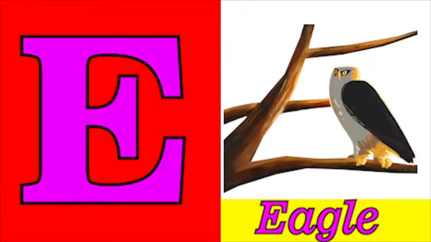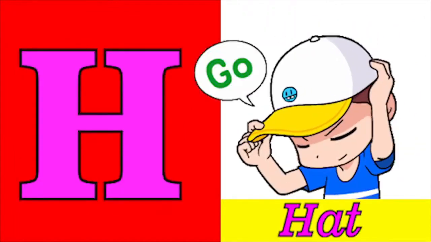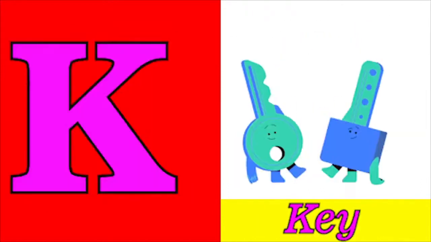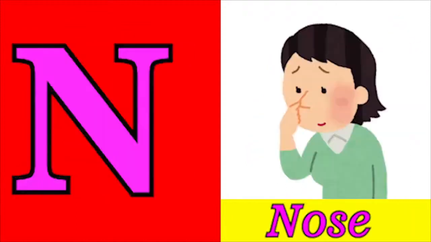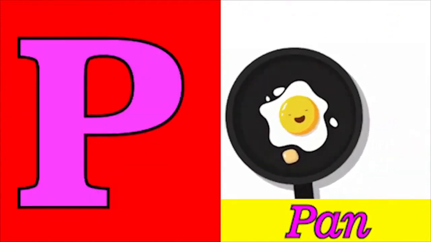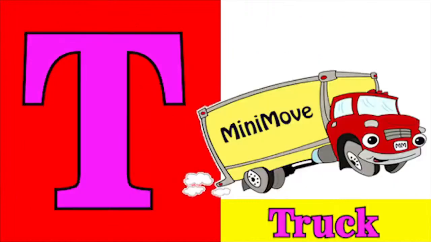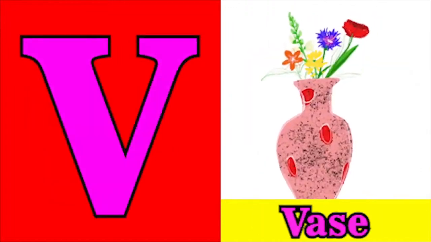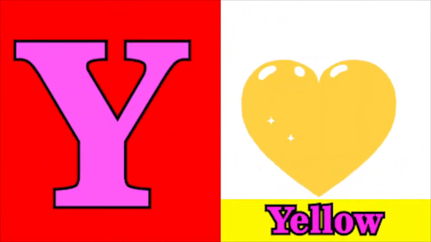Door. E for eagle, F for frog, G for girl, H for hat, I for inkpot, J for jar, K for key, L for leaf, M for matchstick, N for nose, O for unicorn. V for vase. W for whale. X for giraffe. Y for yellow. Z for zoo.